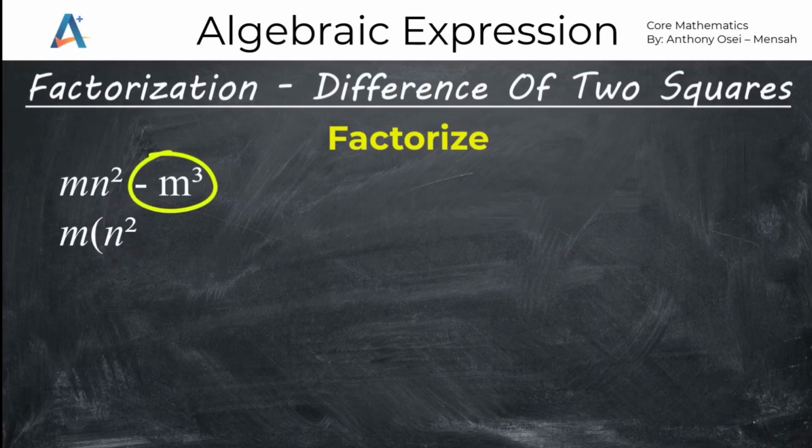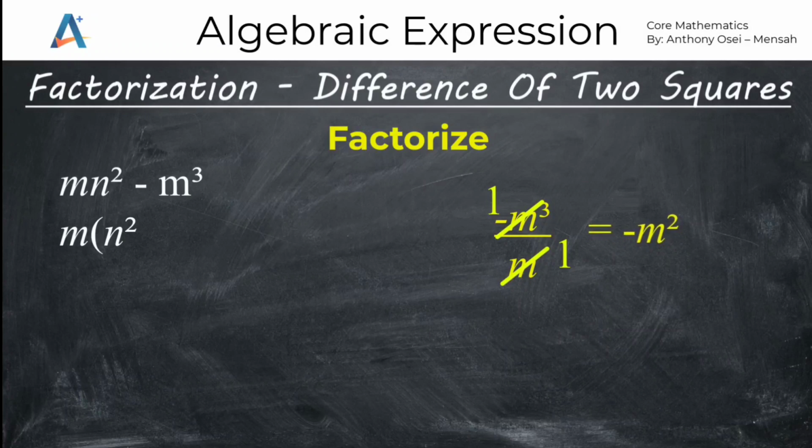Then we have m cubed, or minus m cubed. The minus sign is already there, so let me deal with the m cubed. m cubed divided by the common factor, which is m. Now m will cancel itself 1 and cancel the m cubed, m squared. So the answer here will be m squared. Let's transfer it. So m squared.